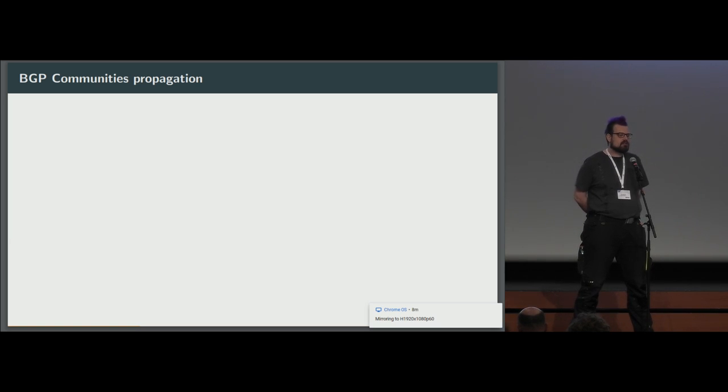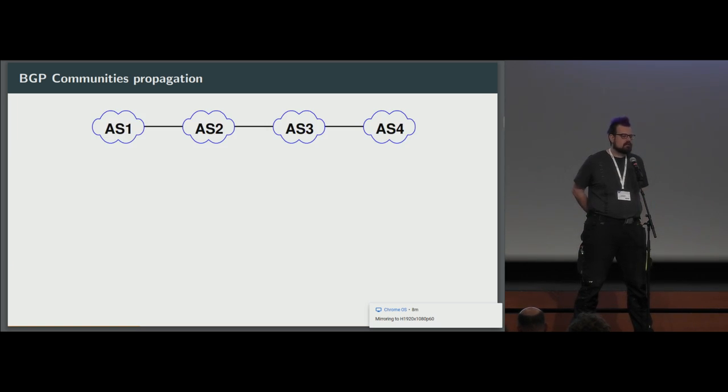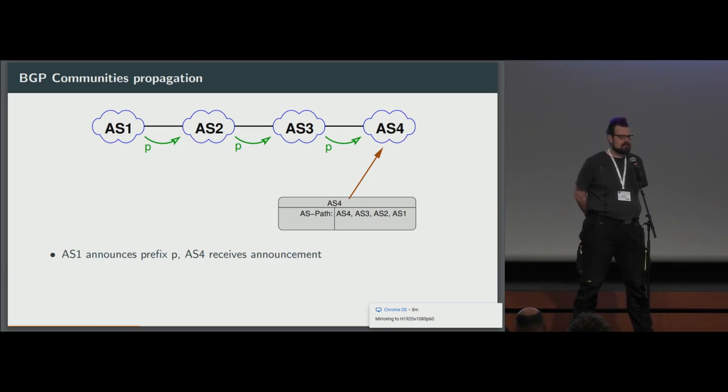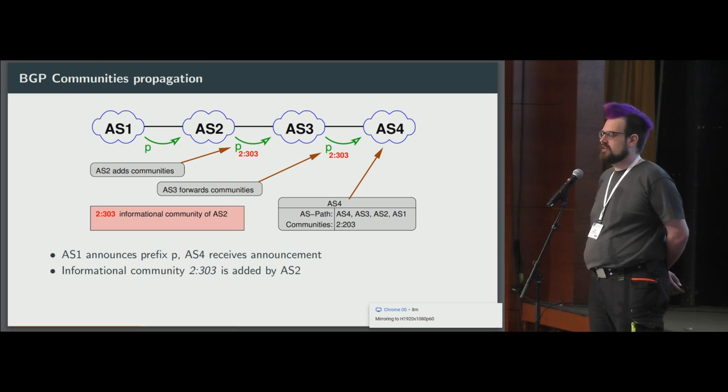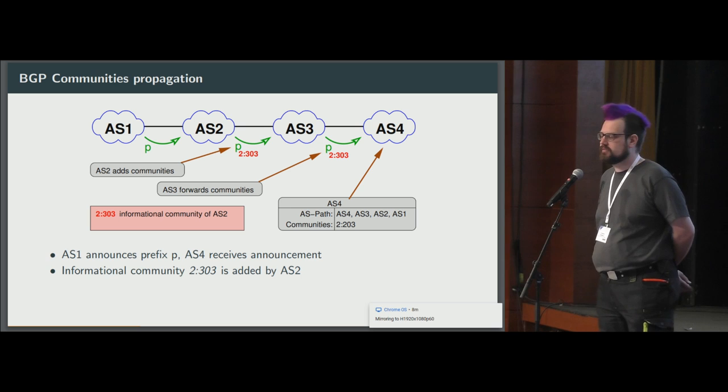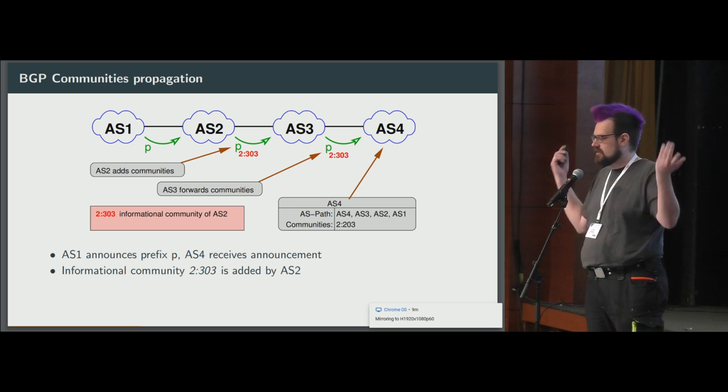Now, taking a step back and looking at the propagation again, what we can actually measure or what we cannot measure. We have this very complex topology of four ASs, where AS1 is announcing a prefix P, and this is recorded in AS4, which could be a collector or just a simple peer, with the AS path 4 3 2 1, as expected. And now AS2 is taking the prefix P with the community 2:303. So 2 is the AS actually defining the meaning of this community. And this will be transported finally to AS4. So AS4 is recording this community in its routing decision in its RIB.